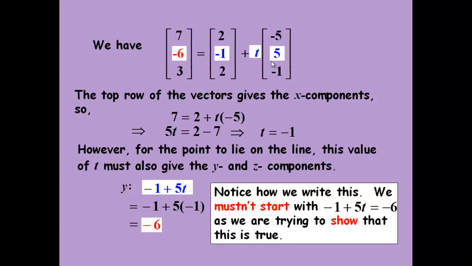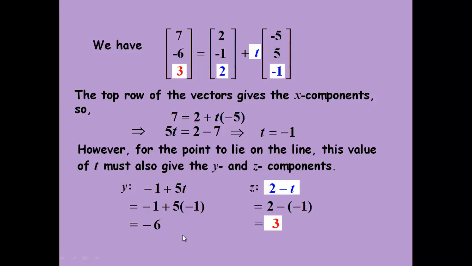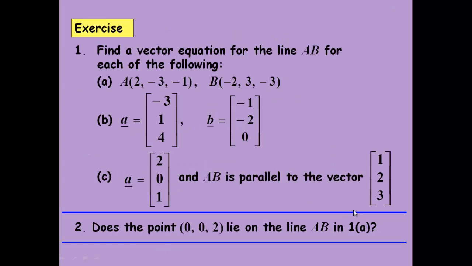So our y value works, doesn't it? And for z, the z value works as well. So we've now shown that the point's on the line. So since all three equations are satisfied, C must lie on the line.